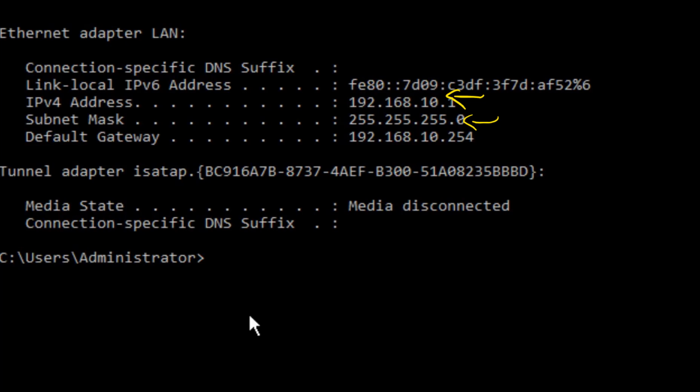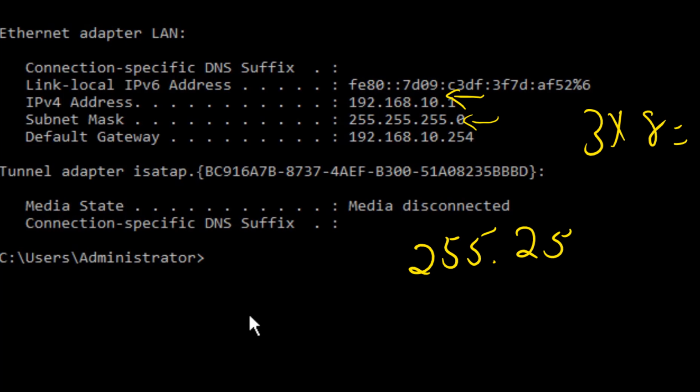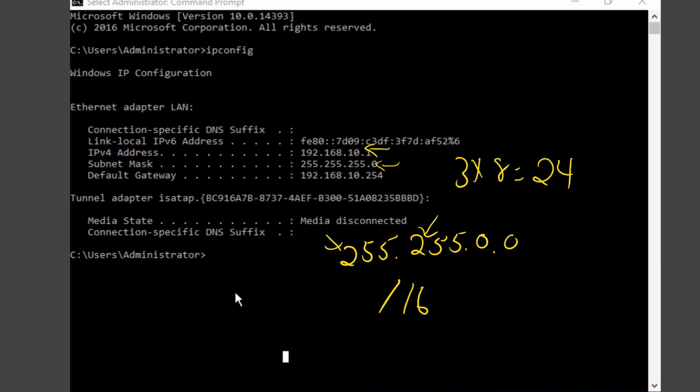And there's three 255s here. 3 times 8 is 24. And our CIDR notation is basically the number of ones. So if we had 255.255.0.0 as our subnet mask, then the CIDR notation would be 16. Because there's 8 ones here, and 8 ones here, and 8 plus 8 equals 16. 255.0.0.0 would be a CIDR of /8.